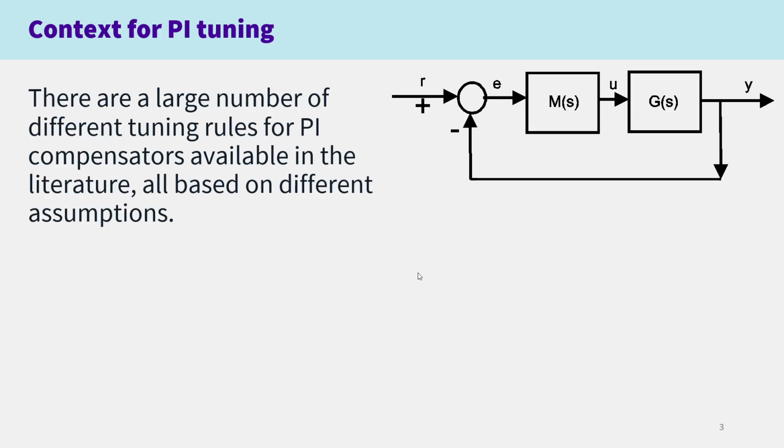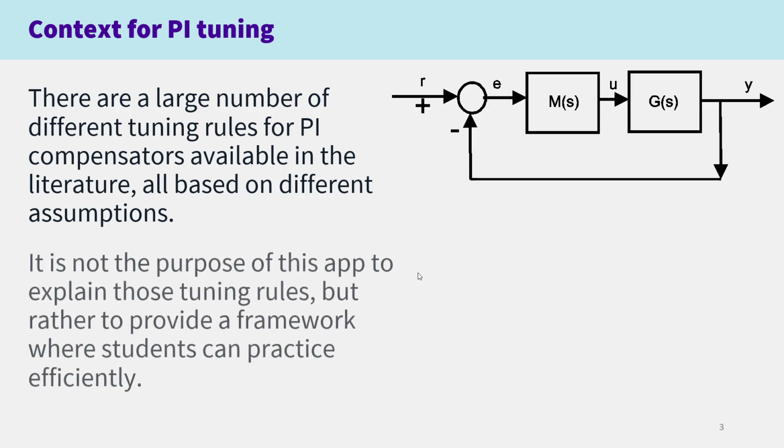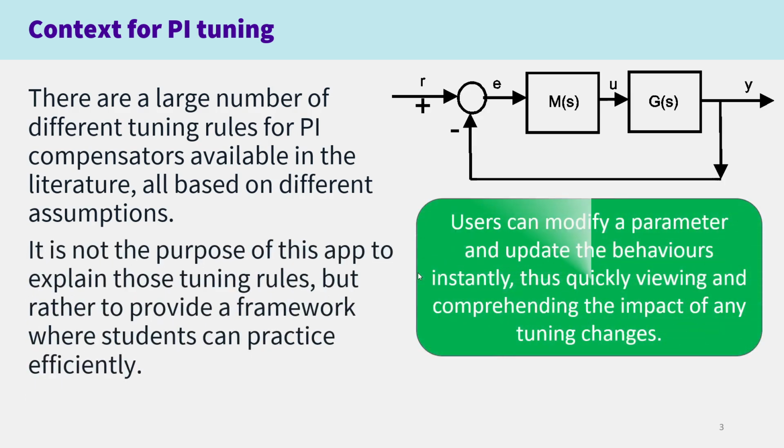There are a large number of different tuning rules for PI compensators available in the literature, all based on slightly different assumptions. But it's not the purpose of this app to explain those tuning rules, but rather to provide a framework where students can practice efficiently. So we allow users to modify a parameter and update the behaviors instantly, thus quickly viewing and comprehending the impact of any tuning changes. Specifically, students can change Ki and Kp and see what the impact is.